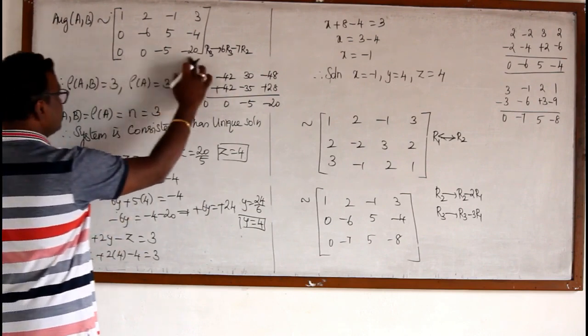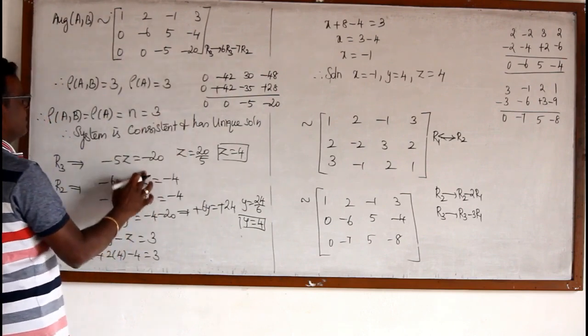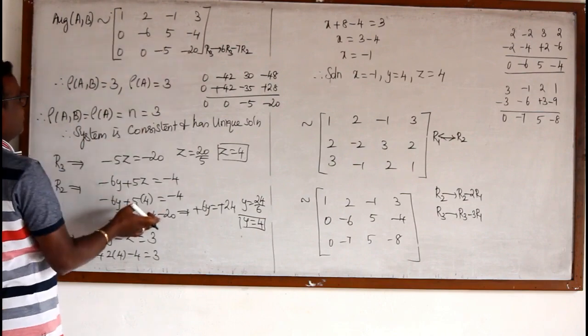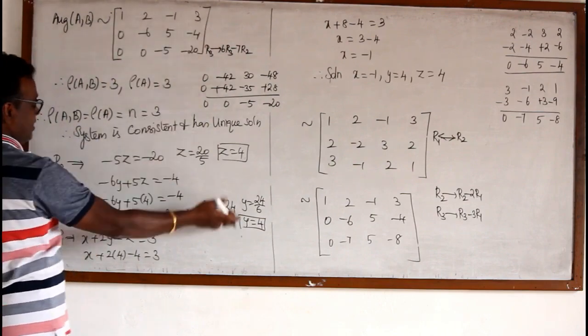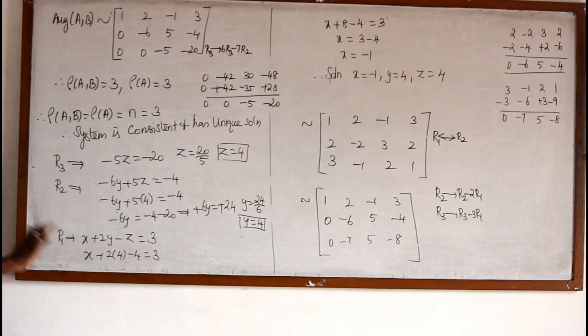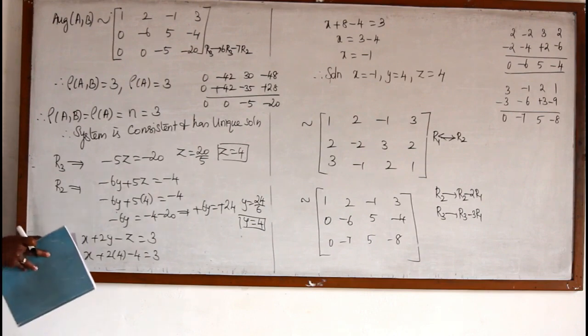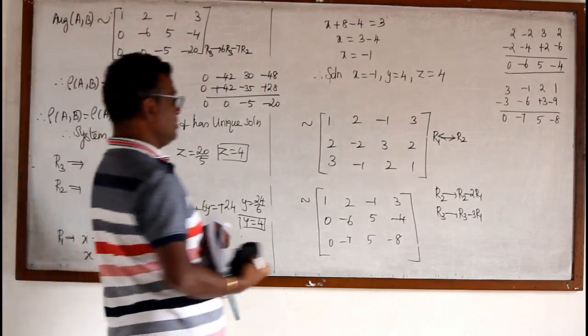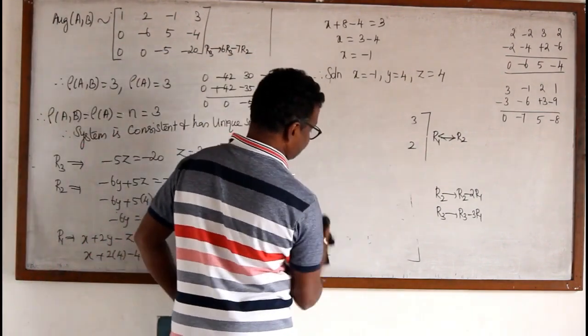Then the last row will determine the value of Z. Using the second row, we can find the value of Y. And using the first row, we can find the value of X. This is the method to find the answer for all of these problems. So we can go by this method in all the problems of this exercise.